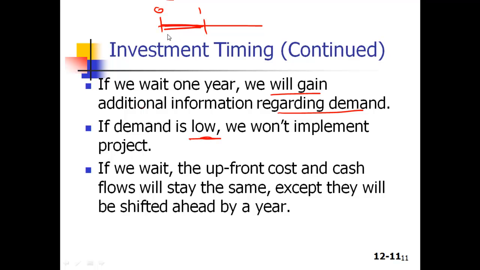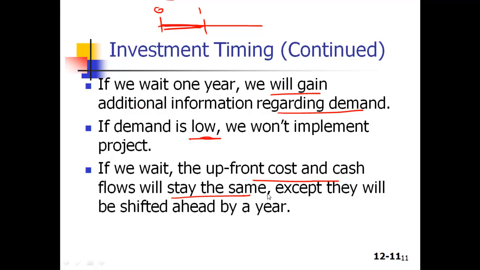So rather than spending the 100 million over here, we wait. Okay, we tell our boss that, look, this project looks rather risky. Expected NPV is positive, but if the demand turns out to be low, then the project will have a hugely negative NPV. So rather than just spending the 100 million here, let's wait for a year and do some market research. Do you think the boss will like to hear something like that? That would be a very sensible thing to say. Okay, now if we wait, the upfront cost and cash flows will stay the same.